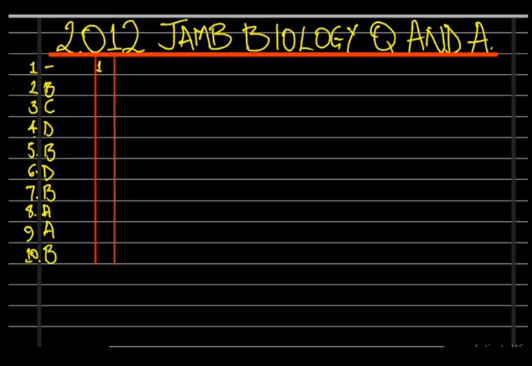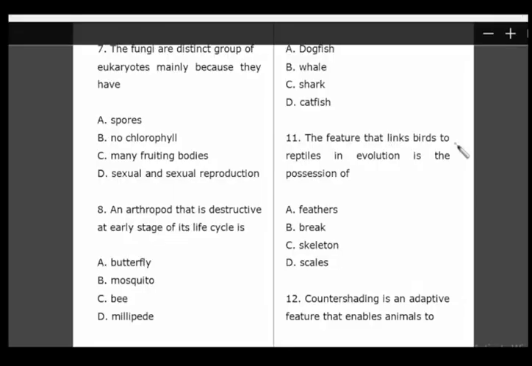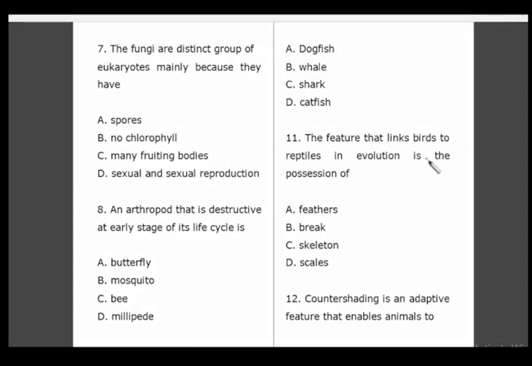So 11 now. The feature that links birds to reptiles in evolution is the possession of A. Feathers, B. Beak. I think that is supposed to be beak, not break. Then option C, skeleton. Option D, scales. Now if you look at the birds and the reptiles, they have something in common.